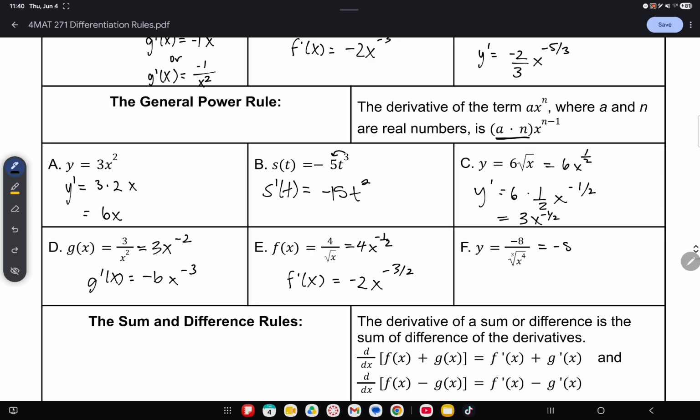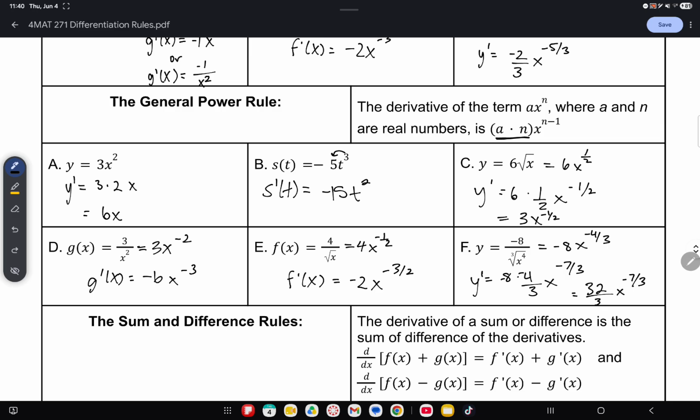And then this one, I'm going to rewrite that as negative 8 times x to the negative 4/3. So when I do a derivative, I've got negative 8 times negative 4/3, and then we'll subtract, so negative 7/3, and I'll clean those numbers up. So that is going to be 32/3 x to the negative 7/3.